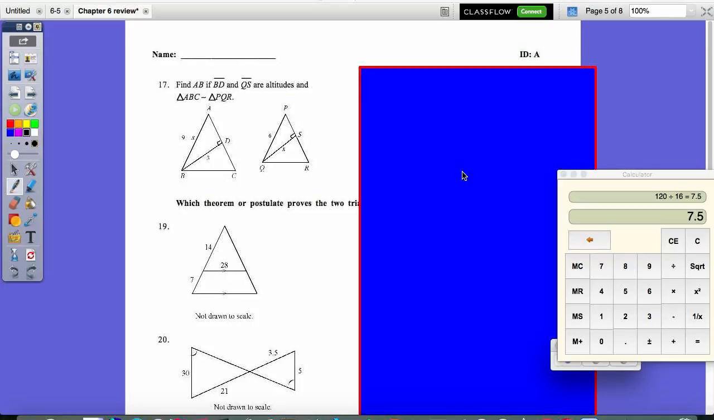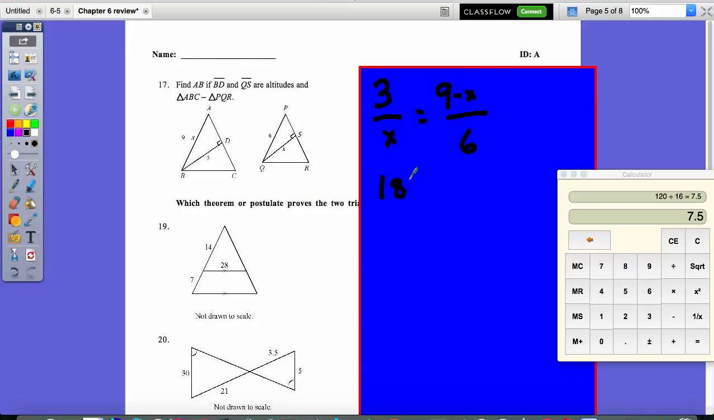For number 17, this is a bad question in that the directions aren't clear. They should say that triangle ABC is larger but similar to PQR. In order to do this, you have to set this up as a ratio of corresponding sides. So the altitudes of 3 over x correspond to 9 minus x and 6. 3 times 6 is 18. 9 times x is 9x. x times negative x is negative x squared. I'm going to have a quadratic here.